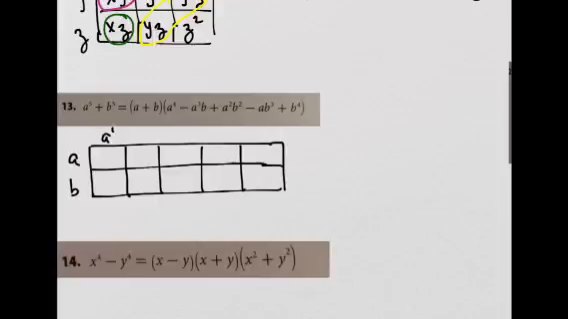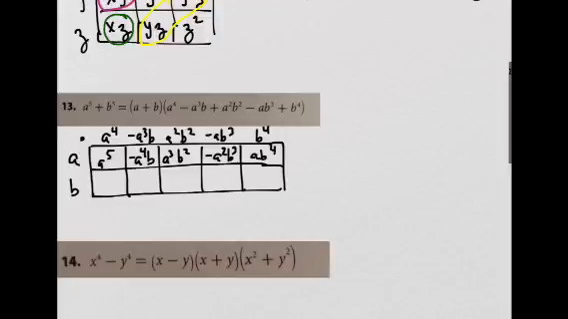So a to the 4th, negative a cubed b, a squared b squared, negative ab cubed, and b to the 4th. So we're going to multiply, right? So this is a to the 5th minus a to the 4th b, because it's a times a cubed b, and then a times a squared b squared is a to the 3rd b squared, then minus a squared b to the 3rd, and then ab to the 4th.